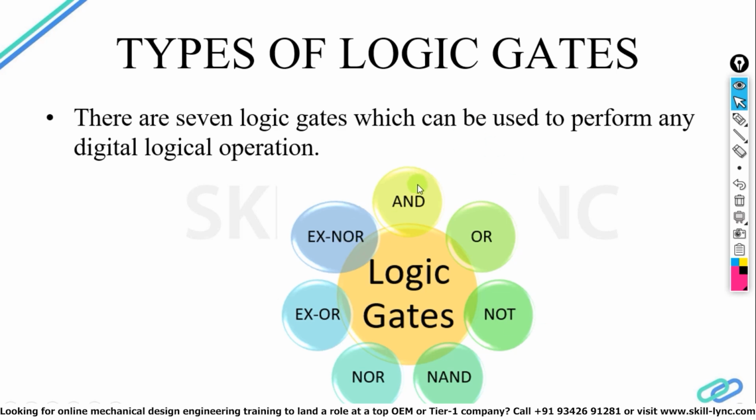So 3 basic gates are there: AND, OR, NOT, 2 universal gates, NAND and NOR, and 2 advanced gates, that is XOR and XNOR.